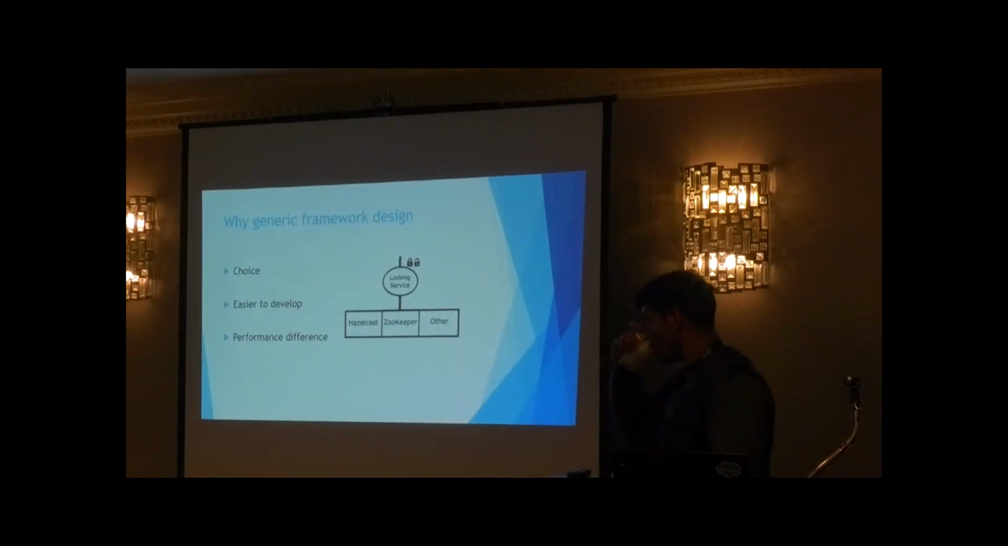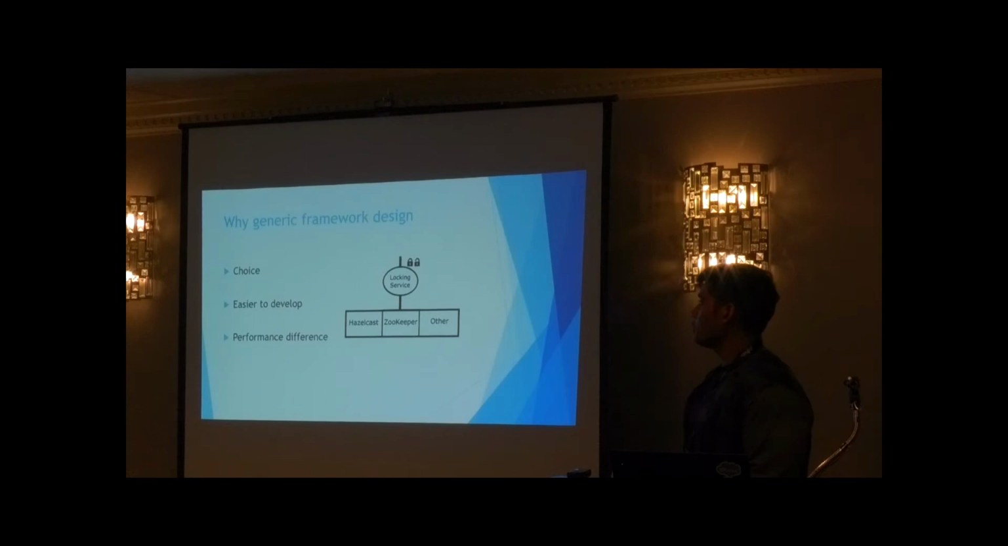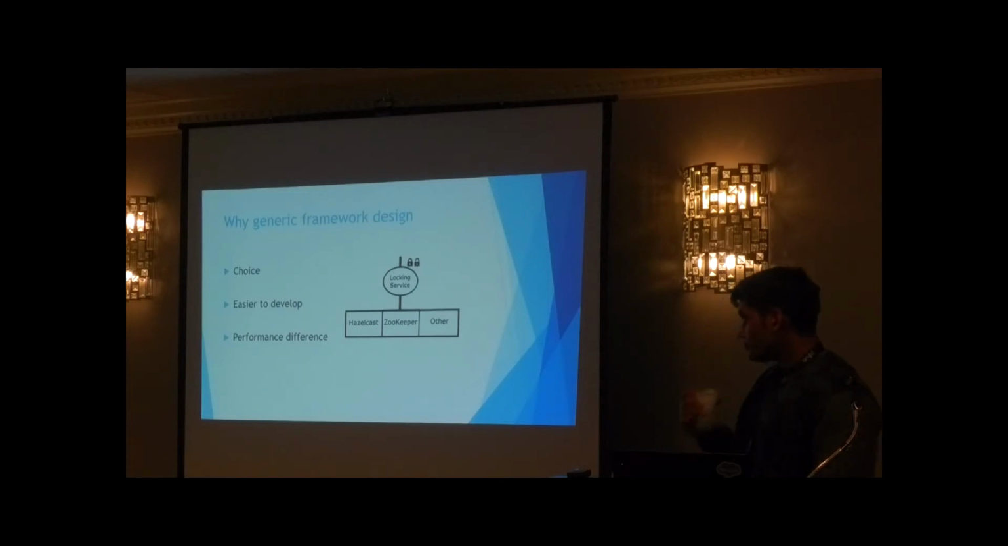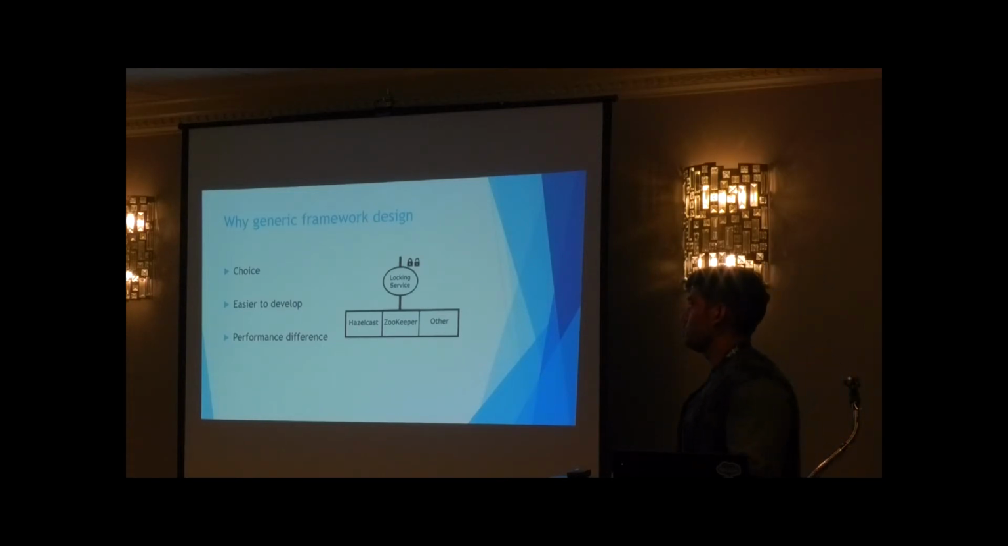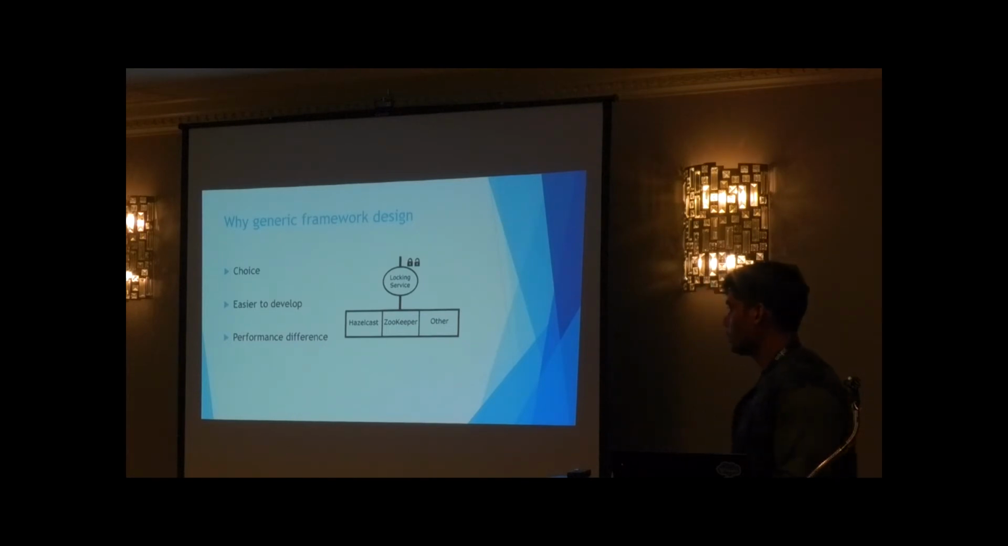Why I chose a generic framework for implementing a locking service? It is always better to have choices. We have choices of different hypervisors in CloudStack, so why not for having a locking service? It becomes easier to develop because different developers can have different implementations, and they can develop on their preference. As it is seen, there is also a performance difference when we looked into Hazelcast and Zookeeper. So different users can use different locking services, maybe the default one itself.